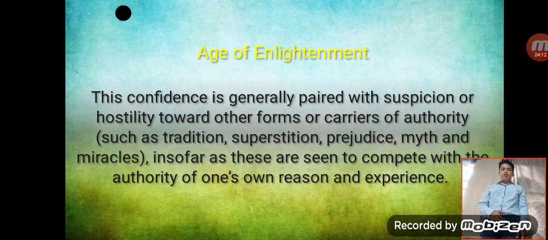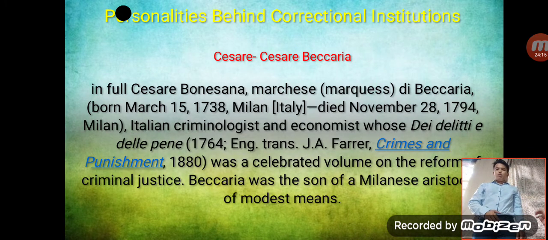So next slide. So from an early age, Cesare Beccaria displayed the essential traits of his character. A highly volatile temperament resulted in periods of euphoria followed by depression and inactivity.